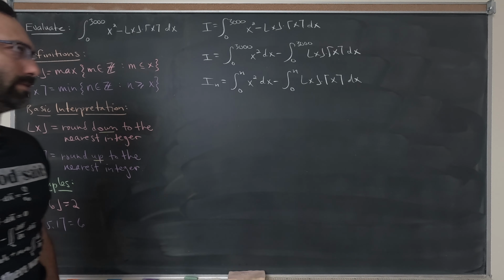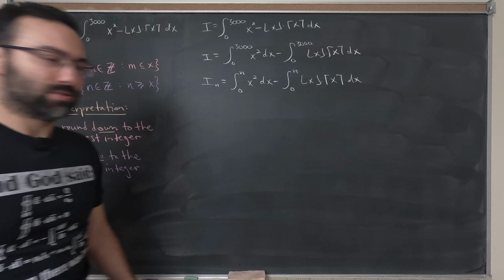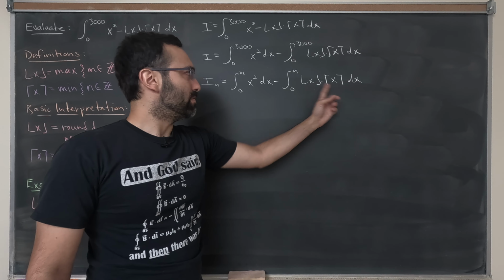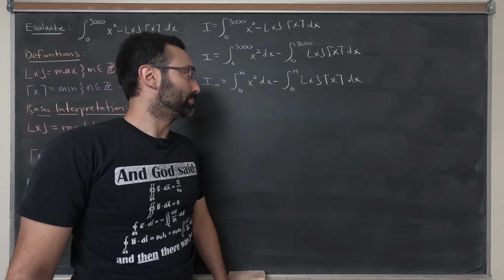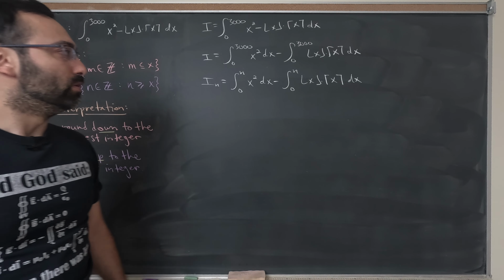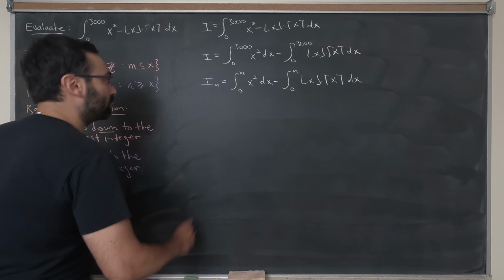Now, why are we doing this? Why are we changing that upper bound to n? Well, we're going to look at how these two functions behave, and we're going to generate a nice pattern. And like we said, that will help us find a closed formula for this expression here. So notice the following.